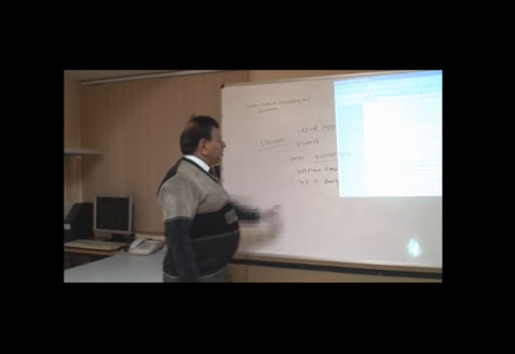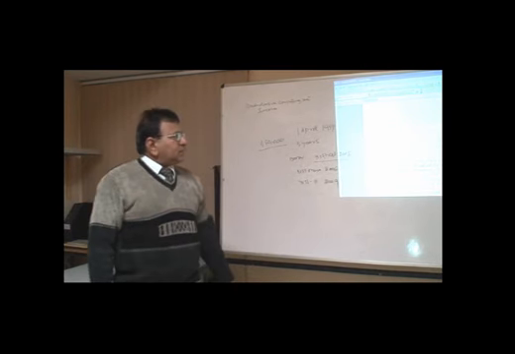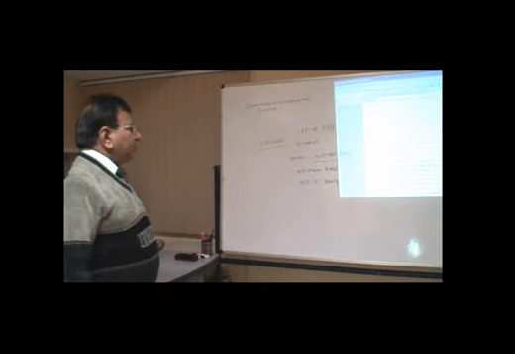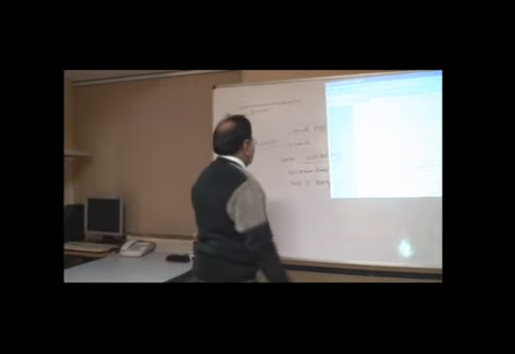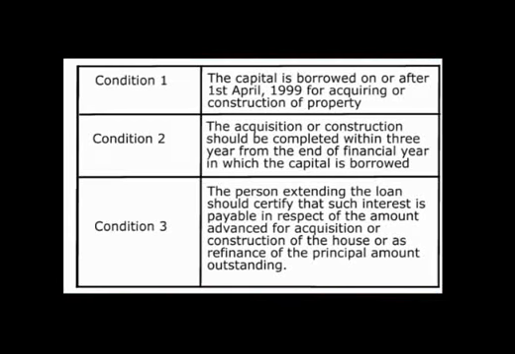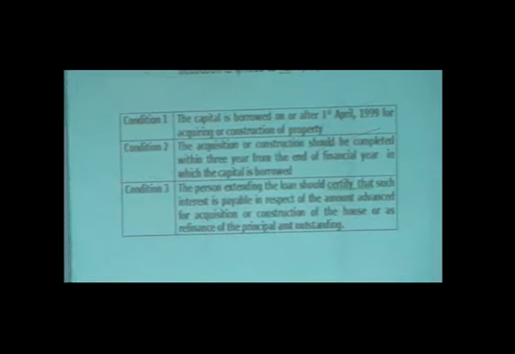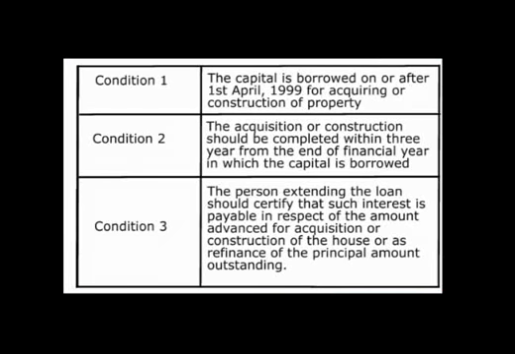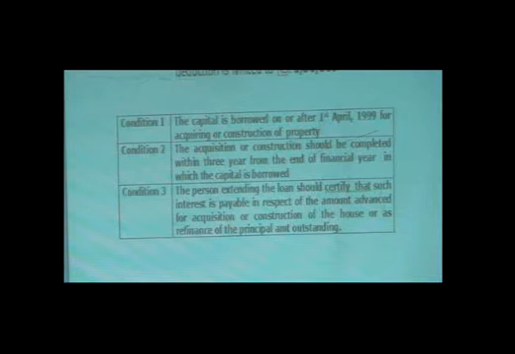So these are the provisions in respect of the interest pertaining to the house which is self-occupied by the assessee. Again, we may sum up these conditions. 3 conditions are applicable. First condition is the capital is borrowed on or after 1st April 1999 for acquiring or construction of a house. Number 2 condition is the acquisition or construction should be completed within 3 years from the end of the financial year in which the capital is borrowed.